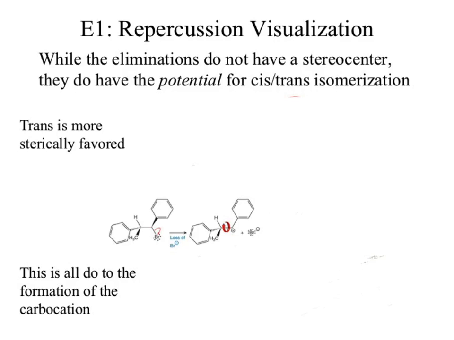In the E1, what is the first step? The leaving group leaves. Right? The 1 means the same thing, whether it's elimination or substitution. The 2 means the same thing, whether it's elimination or substitution. Right? So our leaving group leaves, and we form a carbocation.